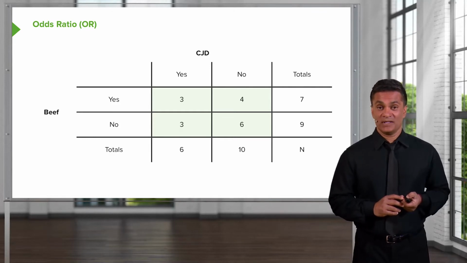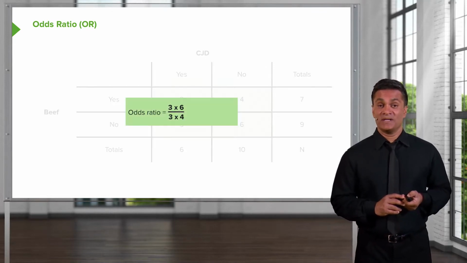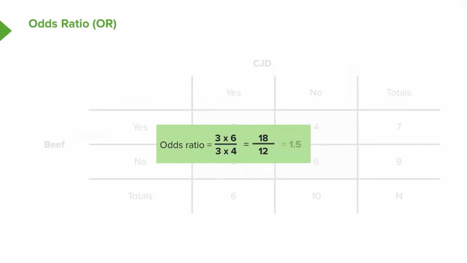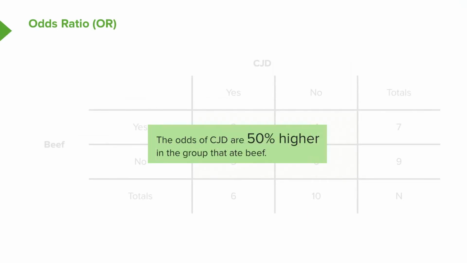Now let's compute our odds ratio. Odds ratio is going to be the cross products divided over each other. 3 times 6 divided by 3 times 4, or 1.5. What does that mean? It means that the odds of CJD are 50% higher in the group that ate beef. And that lends credence to the idea that beef is a risk factor for Creutzfeldt-Jakob disease.